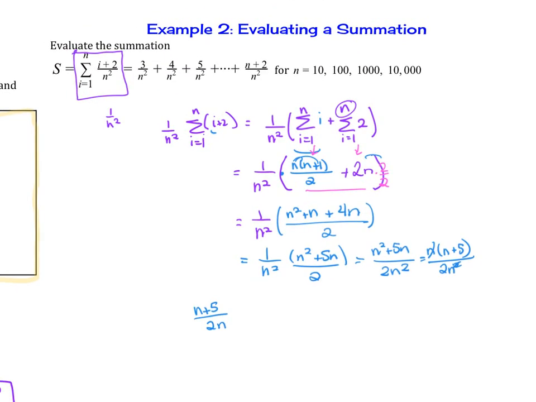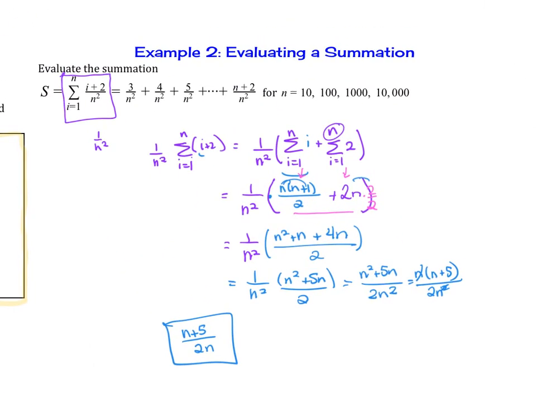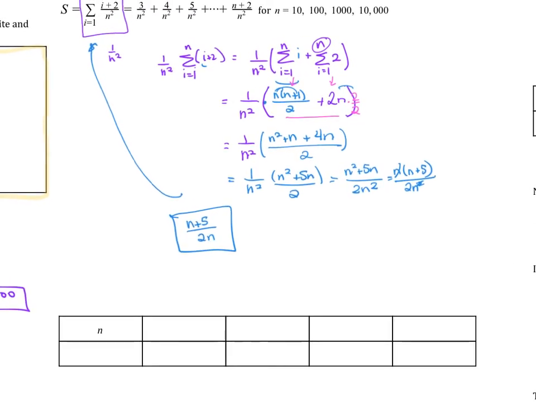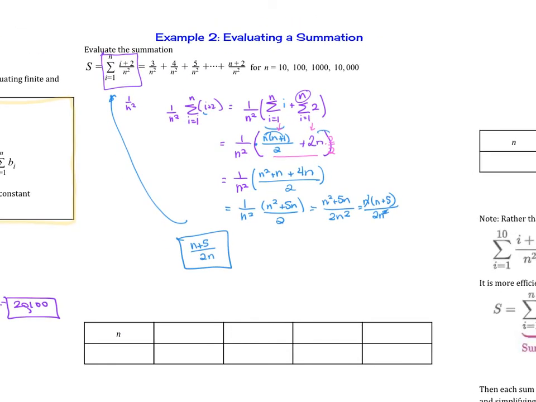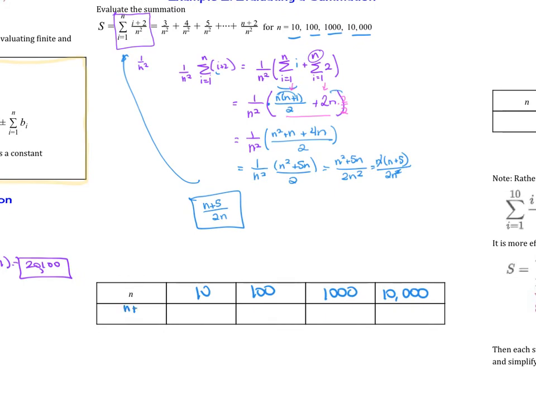So now that we have this simplified from what we had all the way at the beginning, now is where you evaluate each term that they asked us to. So they said 10, 100, 1,000, and 10,000. So we're looking at the formula n plus 5 over 2n. And so you just plug it in, right? So it's a matter of just doing the math involved in that. So this is 0.75.